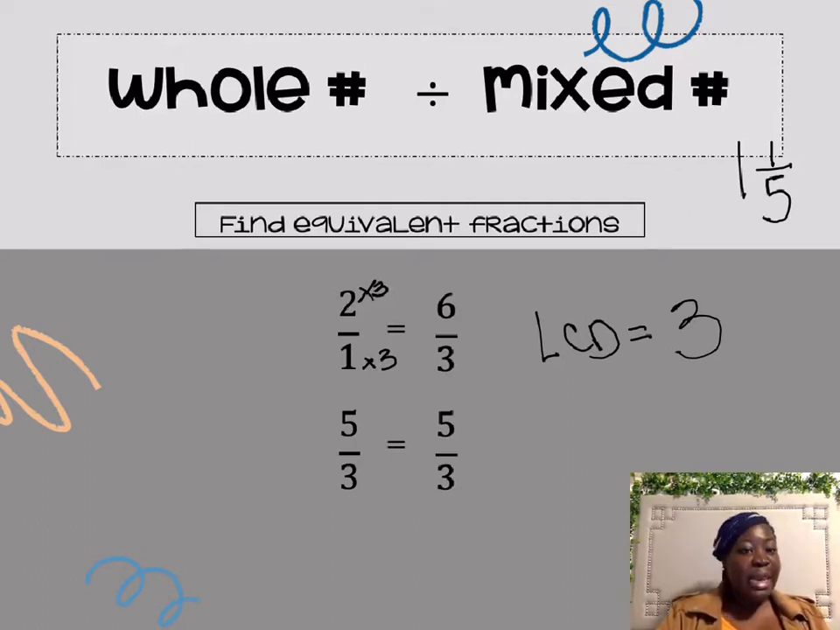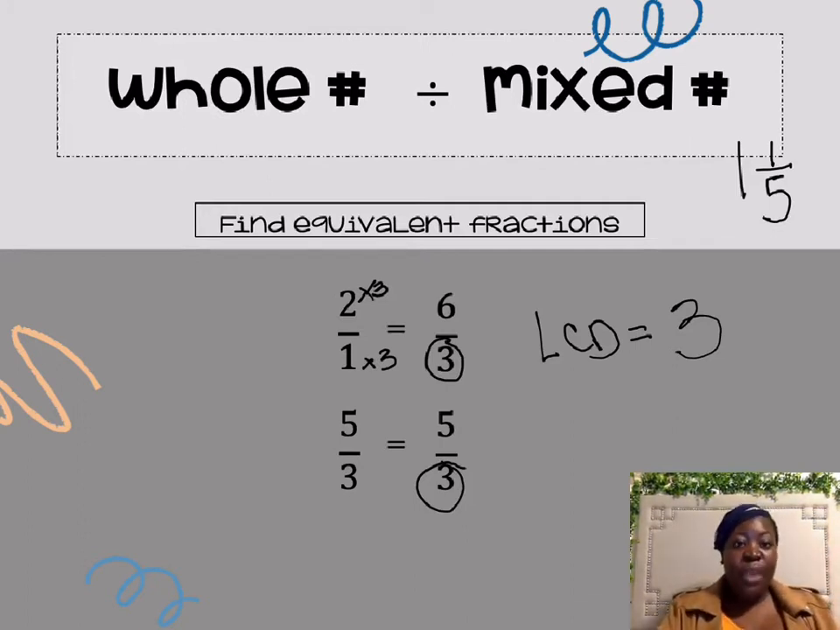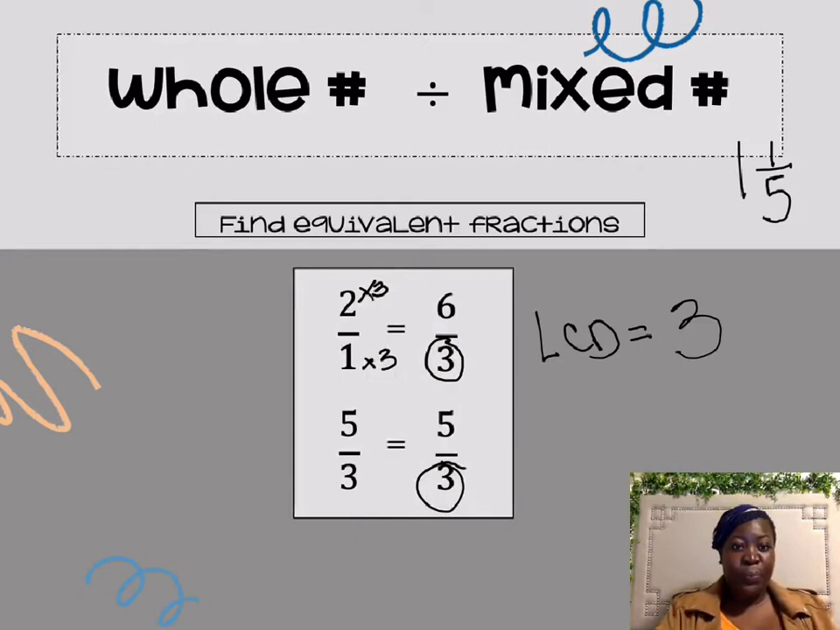Now you see that we have denominators that are the same. You have 5/3 and you also have 6/3. But we are not done. We know that we have more work that we have to do. Let's look at it and let's keep going.